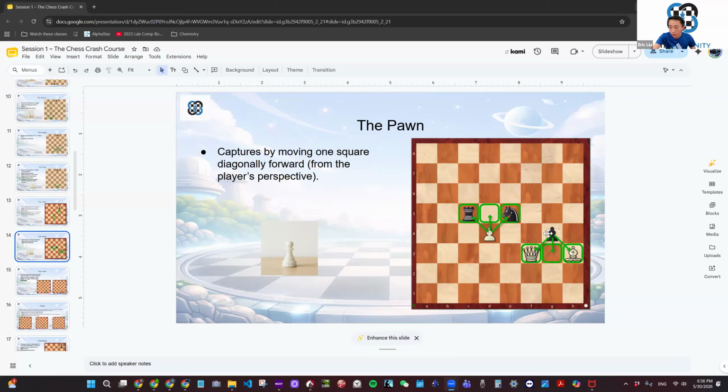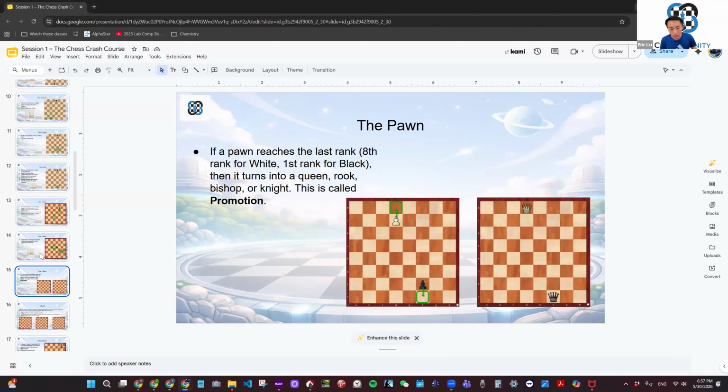This black pawn on g4, now from the black perspective, is moving down to the first rank. So this black pawn can capture one square diagonally and take the queen, or it can capture one square diagonally and take the bishop, or it can move one square forward. And because the pawn is not on its starting square, it cannot move two squares forward. Okay? So that's a little bit tricky, but that's okay.